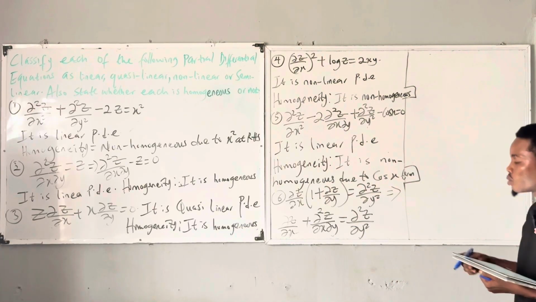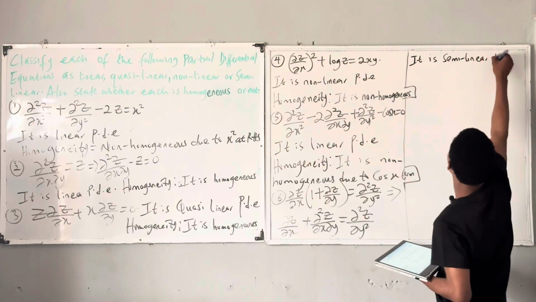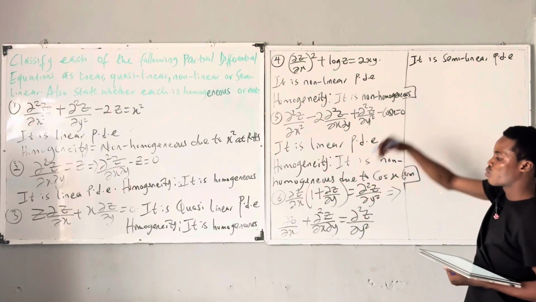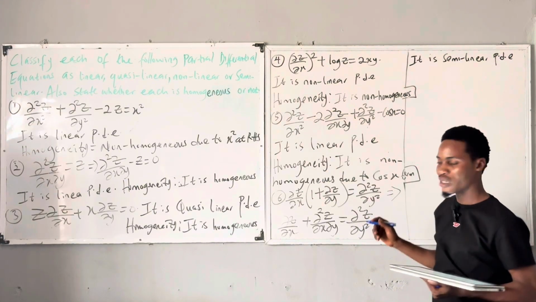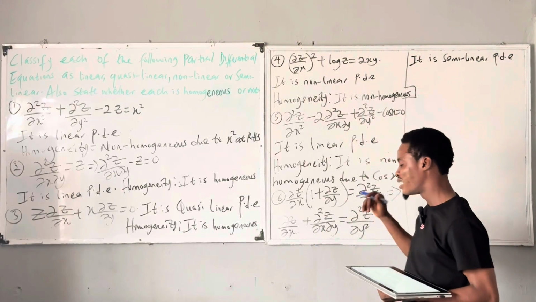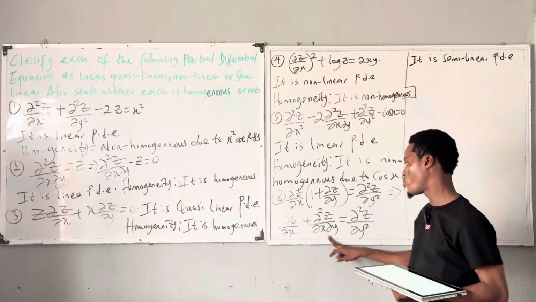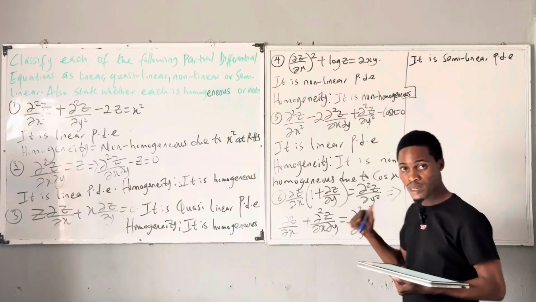It is a semi-linear PDE. I cannot classify this one as non-linear. Semi-linear means we have to check our derivative. For linear, the power must be 1. So the power here is 1, the power here is 1, and the power here is 1. It is a linear PDE.